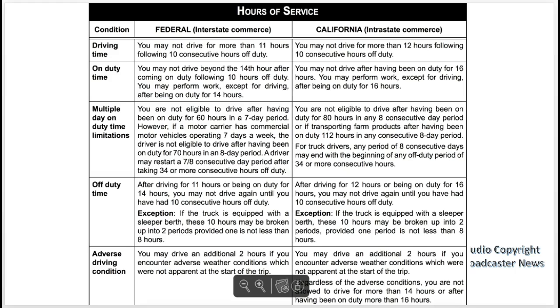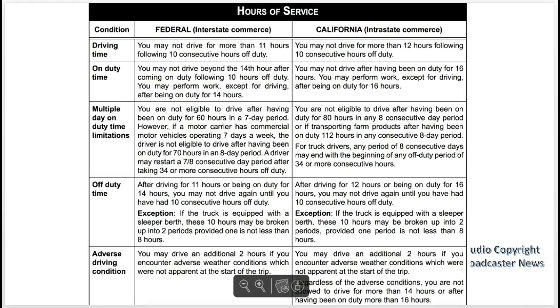Now, if you're in California only, you are not eligible to drive after having been on duty for 80 hours in an 8 consecutive day period, or, if transporting farm products, after having been on duty for 112 hours in a consecutive 8-day period. Now, for truck drivers, any period of 8 consecutive days may end with the beginning of an off-duty period of 34 or more consecutive hours.